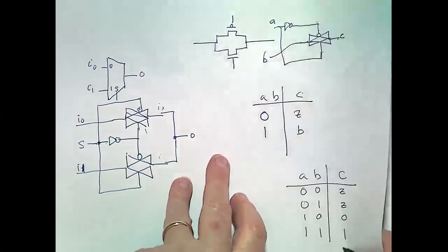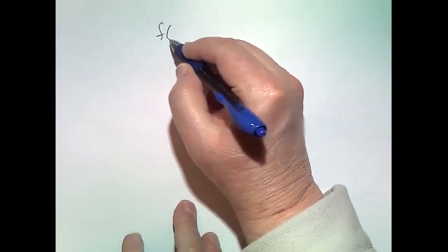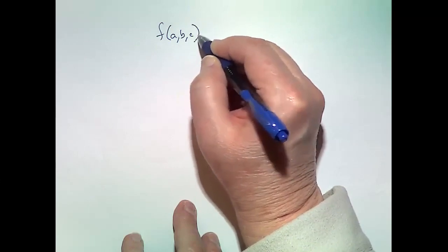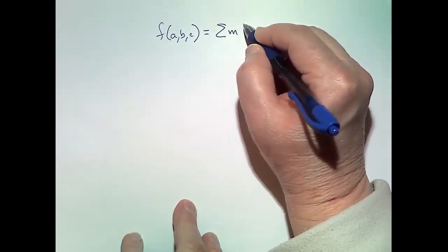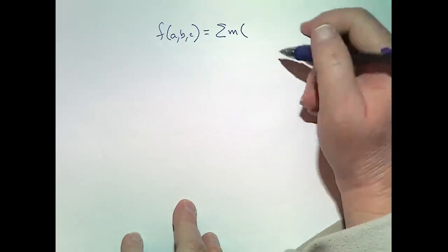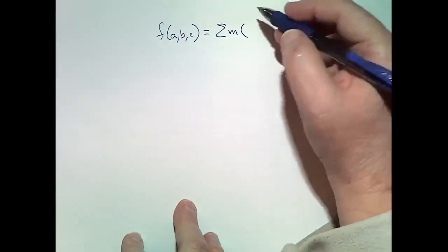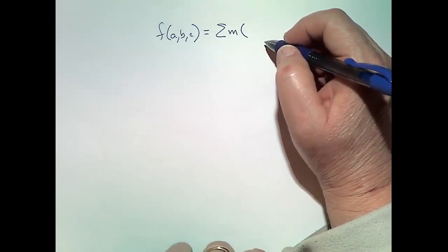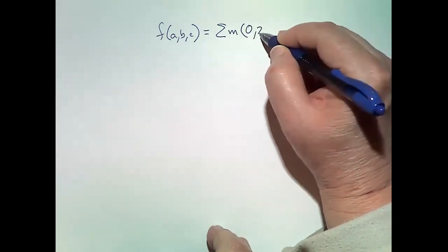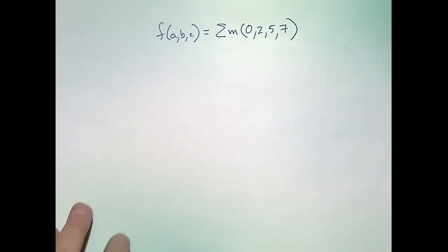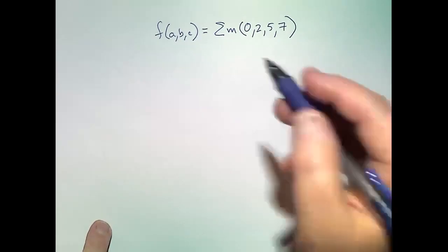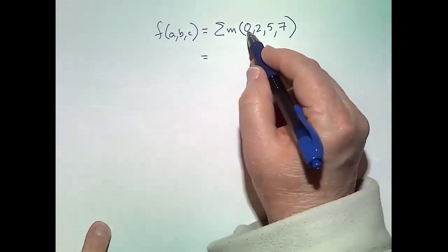You want to do that? You want sum of minterms. You want a NAND. Okay, you want to pick some minterms? So we can write these minterms out directly, right?